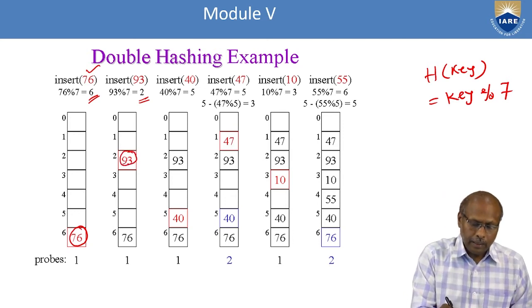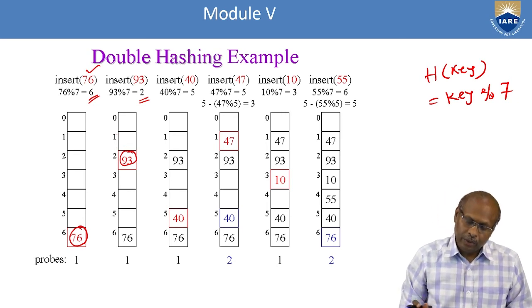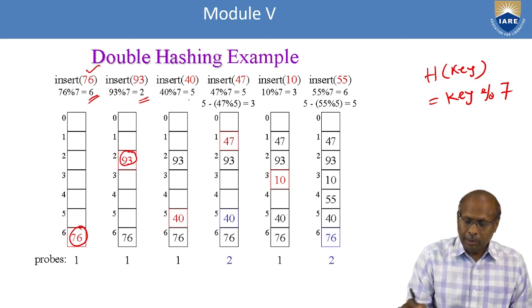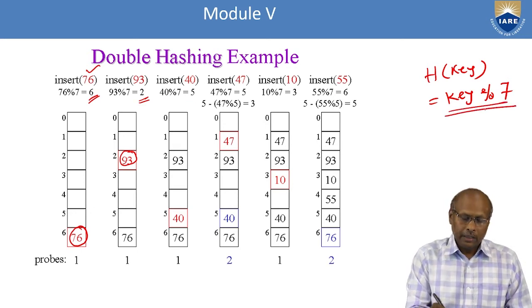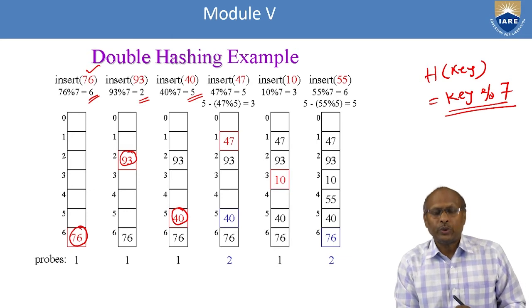Okay. Next, 40. Up to this there is no collision at all. Next, 40 has come. Where should I store 40? 40 modulus 7, because my formula is key modulus 7. 40 modulus 7 is 5. So I'll go to the 5th place and store. So directly 40 is stored.